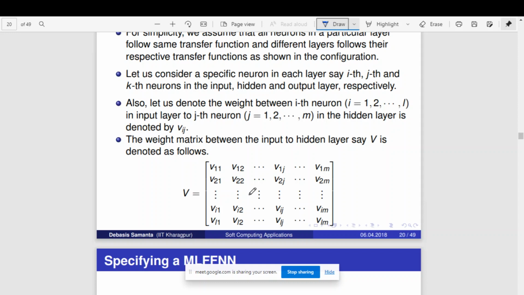What is the size of the V matrix? It is L cross M, so it will have L rows and M columns. You can represent the V matrix as V11, V12 up to V1M, V21, V22, V2M, and so on, up to VL1, VL2, VLJ, up to VLM. This we have to find. When the training is done properly, this will have good values, so that for whatever values are in this matrix, the algorithm behaves in a proper way.